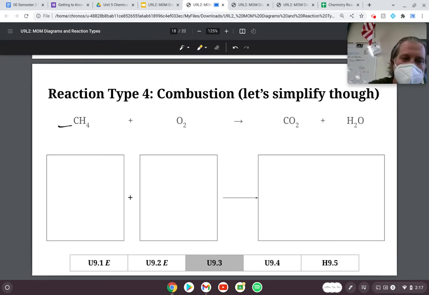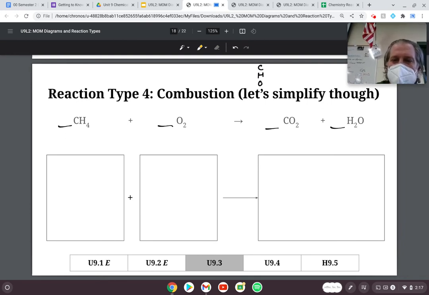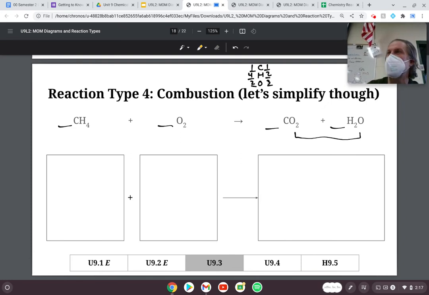Now, when we go to balance this particular reaction, because we are definitely going to have to do that, I'm going to start by looking at the relationship between the carbons, the hydrogens, and the oxygens. On the left-hand reactant side, I have one carbon, 4 hydrogens, and 2 oxygens. On the product side, I have 1 carbon, 2 hydrogens, and look what's going on here, 3 oxygens.